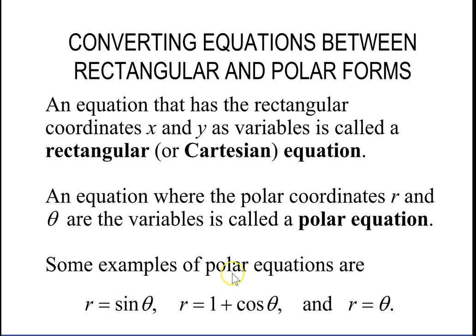All right, some examples of polar equations. Polar equations are a relationship between r and theta. So r is equal to sine of theta. That is a polar equation. r is equal to 1 plus cosine theta. That's a polar equation. In fact, the weird one, r is equal to theta, just like x is equal to y, is also a polar equation. As we get into it, we'll see some fun looking stuff there.